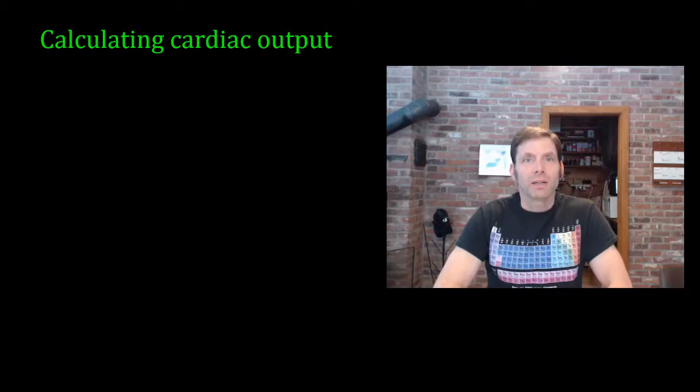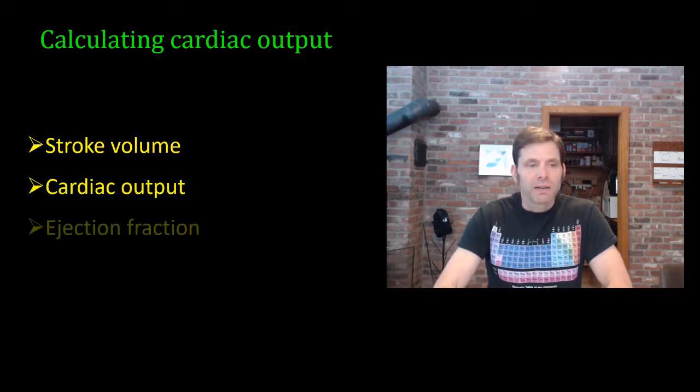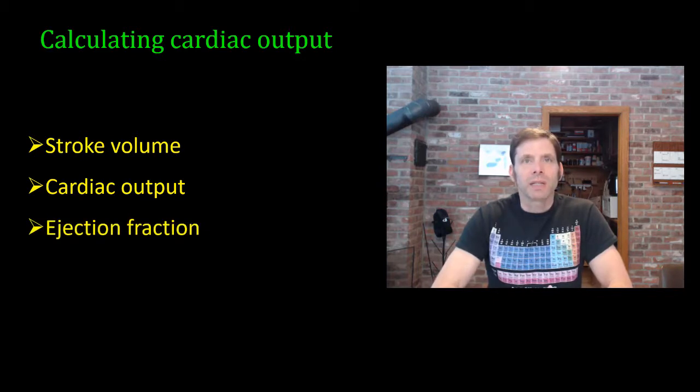Good morning. If we want to talk about the cardiovascular system and the heart as a pump, then we need to talk some about the amount of blood pumped per minute by the heart, or cardiac output. In order to do that, we need to first talk about the amount of blood pumped in a single beat, or stroke volume. Next, we're going to talk about cardiac output and how it relates to stroke volume. And finally, we're going to look at a metric that helps describe how well the heart is pumping, and that's called ejection fraction.